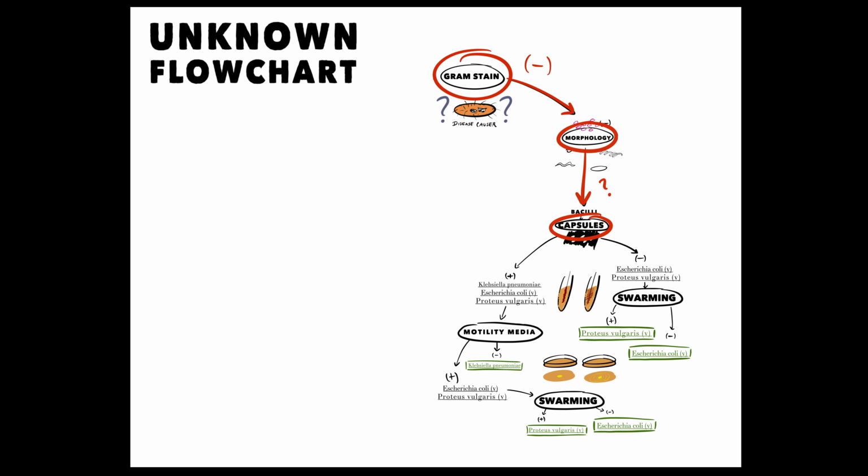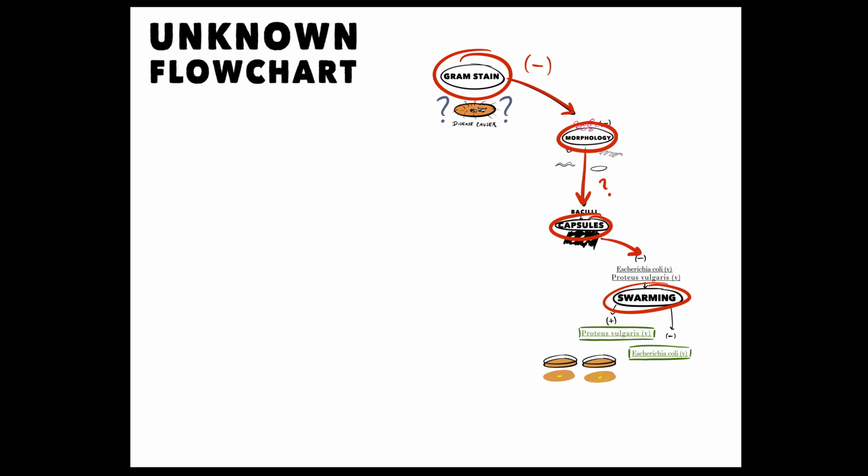Let's say that we didn't observe any capsules after staining. We've now narrowed our search down to 2. After this final test, we should have our answer. If swarming is observed, then it's Proteus vulgaris. Let's assume that no swarming was observed. Congratulations! Your unknown has now been identified as Escherichia coli.